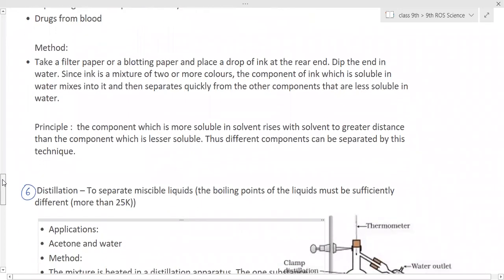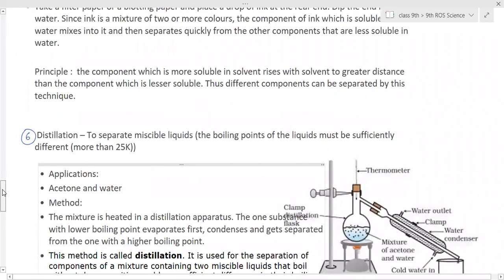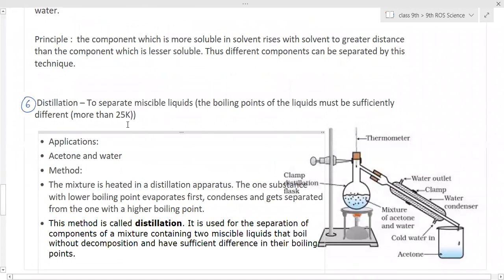In the distillation process, two miscible liquids whose boiling points differ by more than 25 Kelvin are separated. An example is acetone and water. Acetone's boiling point is 56 degrees Celsius and water's is 100 degrees Celsius. The difference is much more, 44 degrees Celsius. Therefore simple distillation can be used for this process.